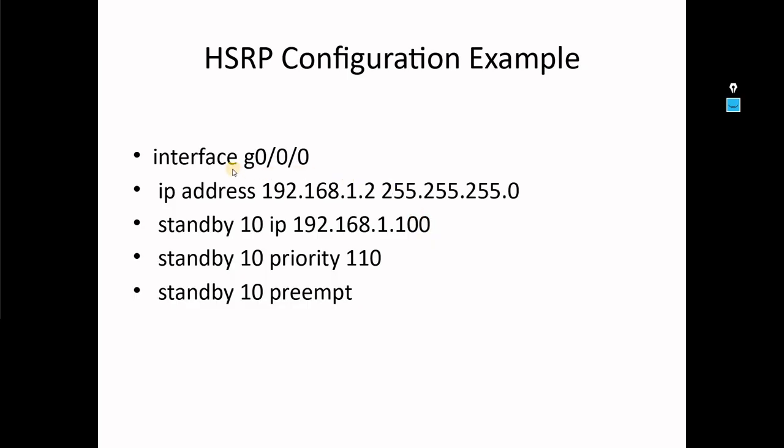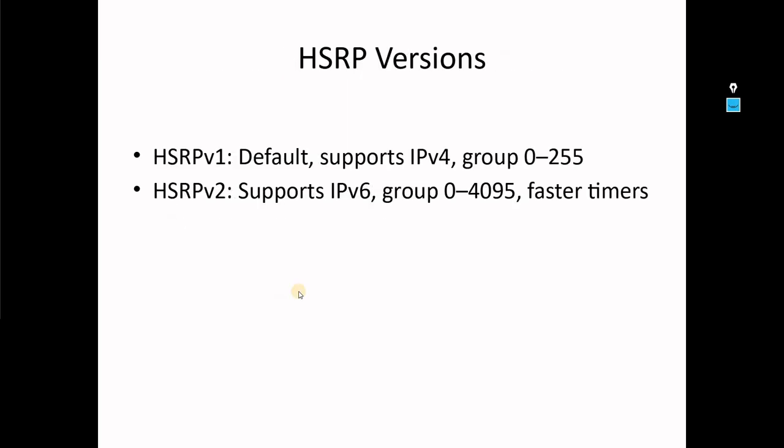HSRP configuration on the interface. You have seen this IP address. We have done the IP address, then the virtual IP address we have given for the gateway, default gateway, and priority. The default is 100, and it is 8-bit. Maximum is 255. Preempt. Version 1 supports IP version 4, and group numbers 0 to 255. And HSRP version 2 supports IP version 6, and groups are 0 to 4095.